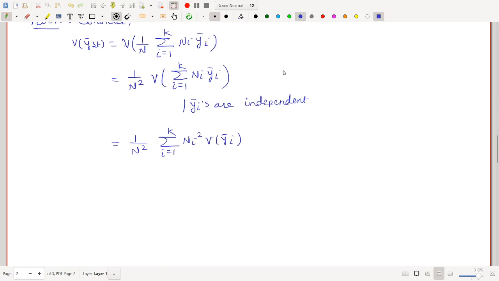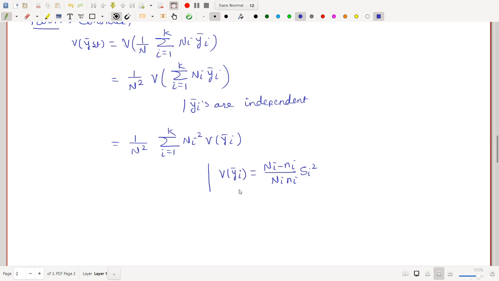And in the last lecture, we had written a remark that the expected value of small y bar i is capital Y bar i, and the variance of small y bar i, if you remember, will be (Ni minus ni) upon Ni into ni into Si square. So this is the variance of y bar i.